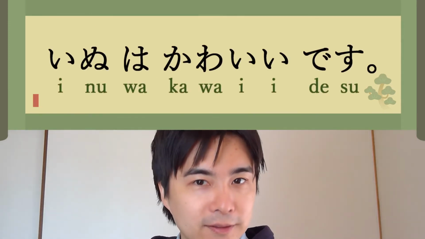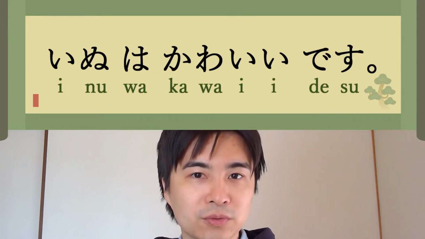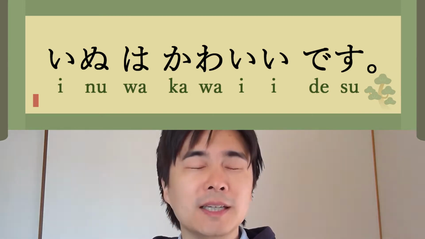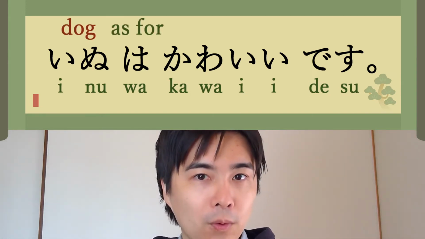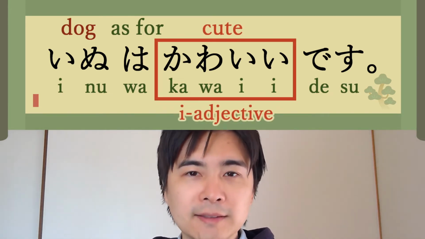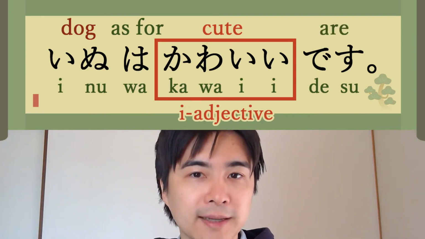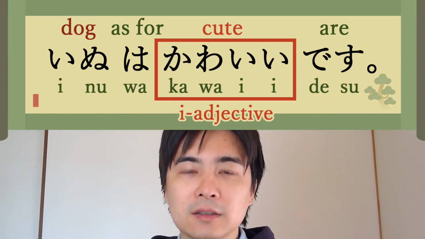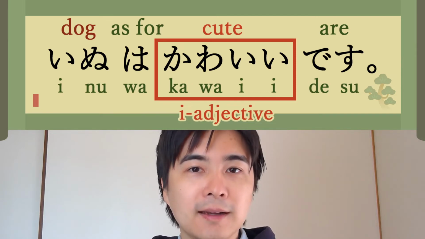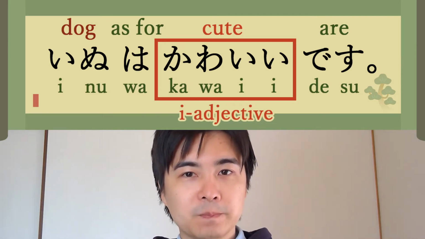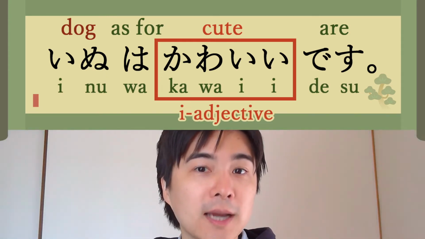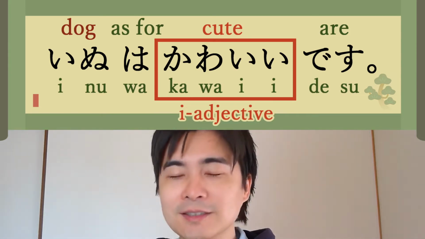犬はかわいいです。This means dogs are cute. 犬 means dog. は means as for. かわいい is an I-adjective meaning cute. です is a linking verb meaning are in this case. So this sentence means dogs are cute. Like this example, when you use an I-adjective, we just need to put the I-adjective right before です。It's easy, right?